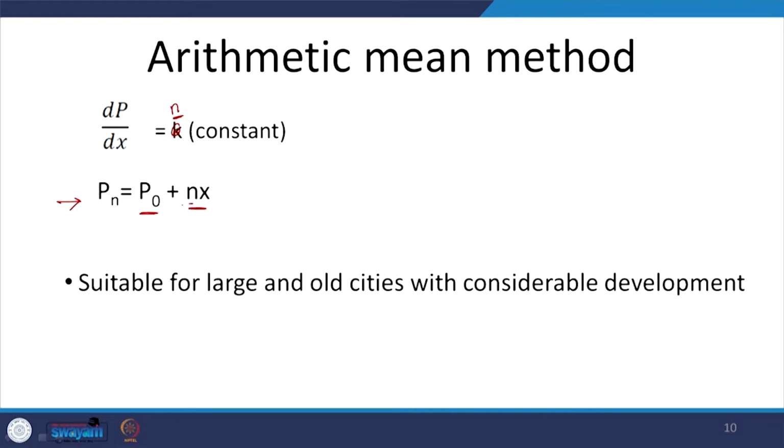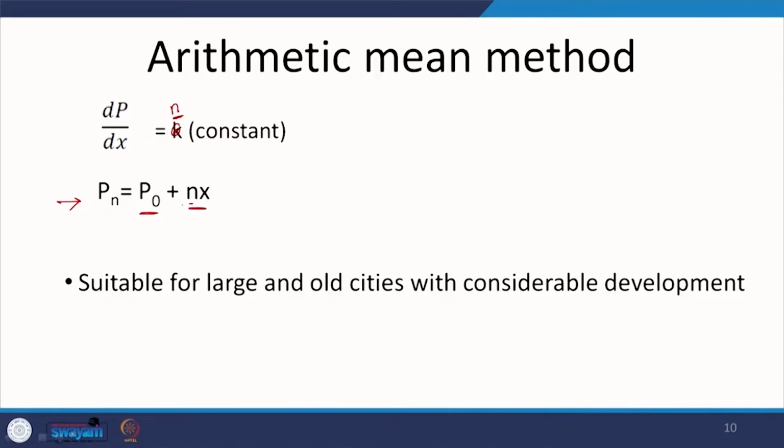This is the case when the city has been developed and occupied to the maximum extent possible, and there is more or less constant growth, or sometimes even a decrease, but that's rarely the case, or even stagnation. So that's when you will employ this arithmetic mean method.